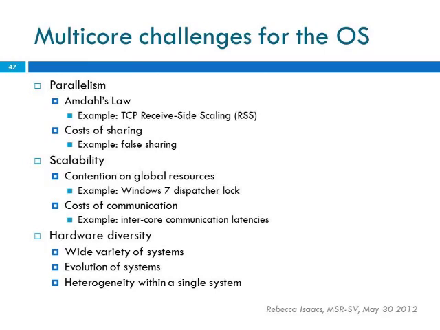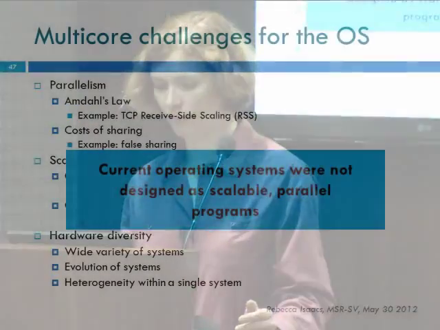So, in conclusion, these multi-core challenges: parallelism, we've got problems with Amdahl's law, we've got the costs of sharing, we've got the bottlenecks that are introduced by global resources as the number of cores scales, and then we've got these really high costs of communicating, going to main memory or communicating between cores. Added to that, this diversity in hardware, this wide variety of systems that's starting to appear, the fact that they're evolving all the time, and that we're seeing heterogeneity within one system.